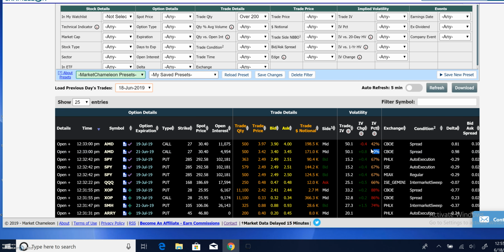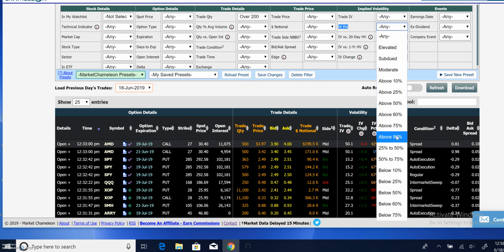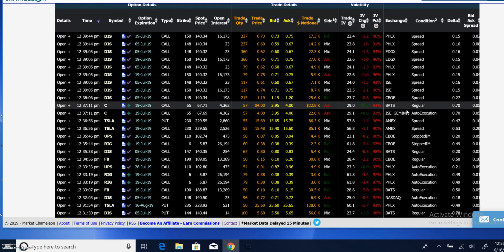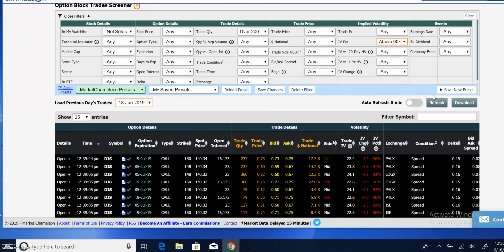So let's use this filter over here, the IV percentile rank, and we're going to look for implied volatility that's elevated, let's say in the 90th percentile or higher. Right now, we narrowed it down from 39,000 to 1,122.